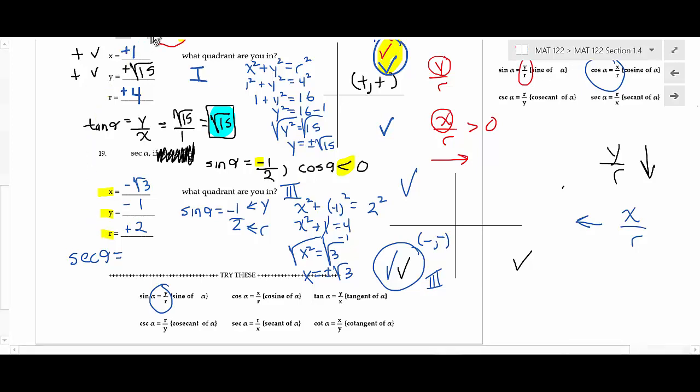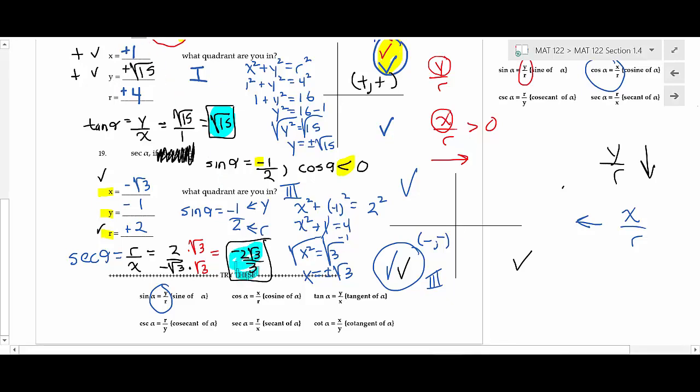So now the secant's definition is r over x. So all we should have to do is take r, which is 2, x is -√3, and then we can rationalize the denominator. So you can multiply by √3 over √3, and we have a negative answer, so we would have -2√3 over 3 would be the final answer to that problem.